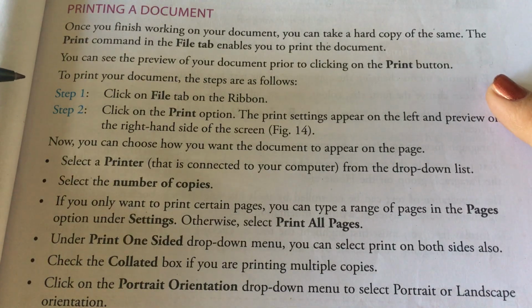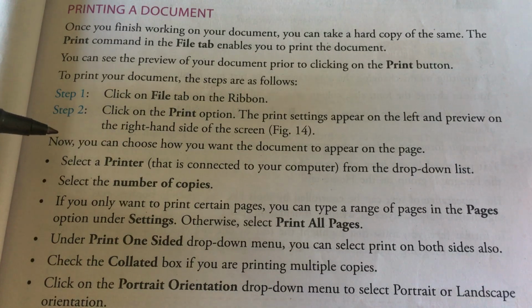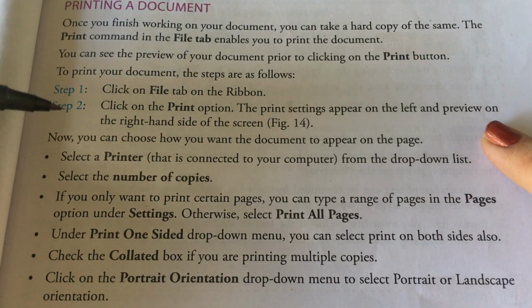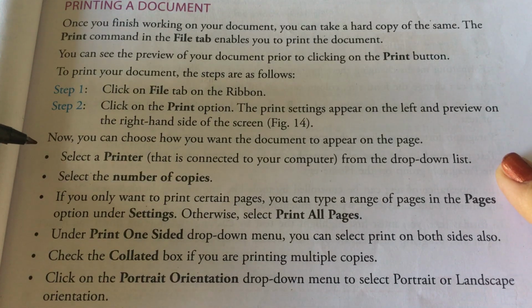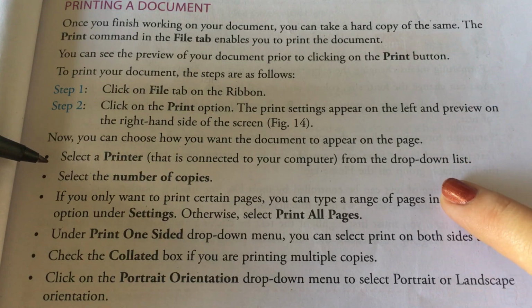To print your document, the steps are: 1. Click on the File tab on the ribbon. 2. Click on the Print option. The print setting appears on the left and Preview on the right-hand side of the screen. Now you can choose how you want the document to appear on the page. Select a printer that is connected to your computer from the drop-down list.